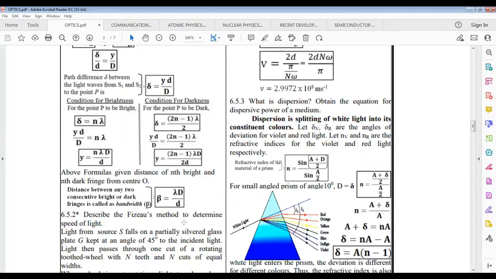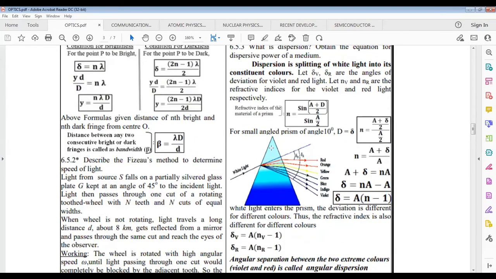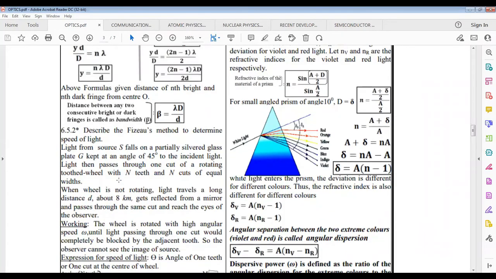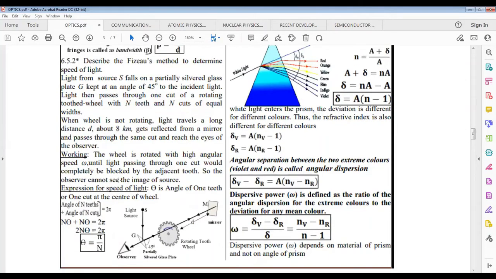The next one is: describe Fizeau's method to determine the speed of light. You have to write the explanation, then the working, and you have to draw the diagram also, along with the expressions for speed of light. Theta is the angle of one tooth or one cut at the center of the wheel. As this wheel carries 360 degree, it is written as 2 pi. As there are n number of teeth and n number of cuts, n theta plus n theta is 2n theta, which is equal to 2 pi. So theta equals pi by n.